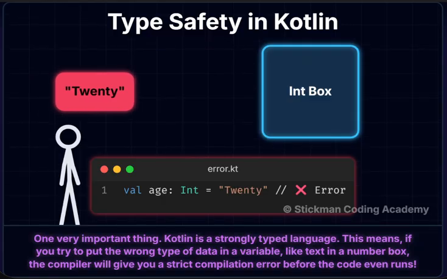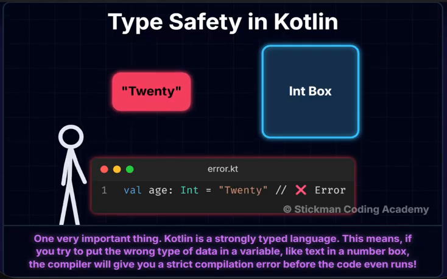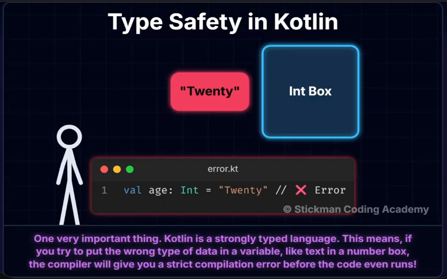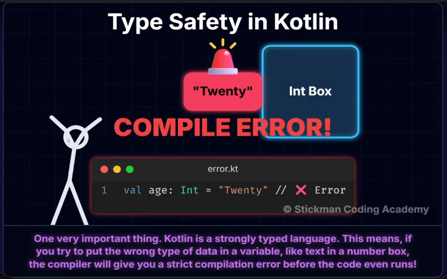One very important thing: Kotlin is a strongly typed language. This means if you try to put the wrong type of data in a variable, like text in a number box, the compiler will give you a strict compilation error before the code even runs.